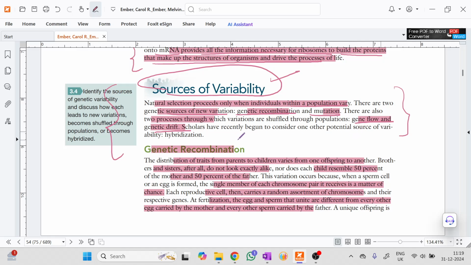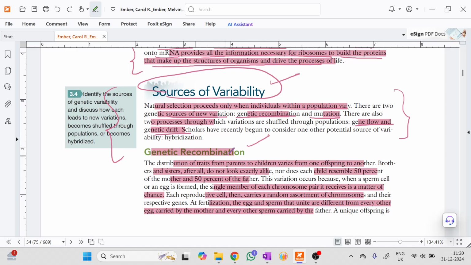within a population. Let's first see what genetic recombination is. Genetic recombination is the distribution of traits from parents to children. They vary because no offspring looks exactly like their parents, and even brothers and sisters do not look exactly alike. So how does this happen? This assortment of genes in sex cells provides the conditions for genetic recombination.